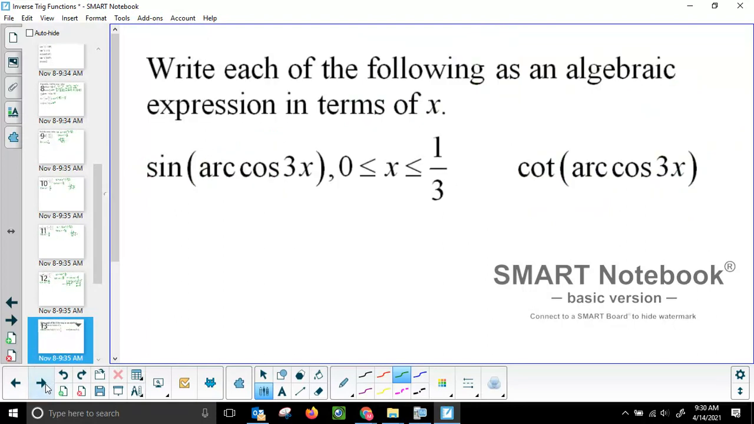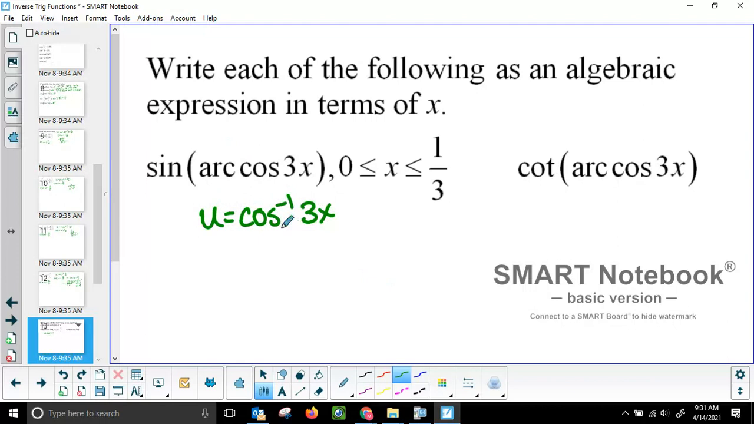Okay, so now this looks really messy, right? It's not. It's actually the exact same thing that we just did, but now we're going to have letters in there instead of numbers, okay? It works the exact same way. So what I'm going to do is let my inside stuff equal u. And remember, arc cosine is the same as inverse cosine.